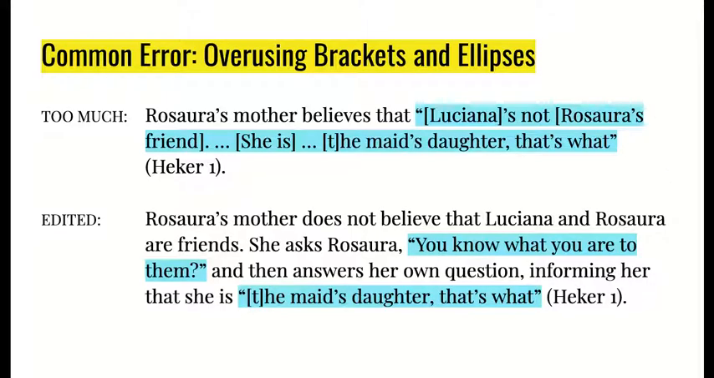So what I would do to fix this is pick out what language I want to include and then just integrate that smoothly into my own words, right? So I can just add context and details in my own words and then just quote whatever is important. So here's my version here. Rosara's mother does not believe that Luciana and Rosara are friends. She asks Rosara, "You know what you are to them?" And then answers her own question, informing her that she is the maid's daughter, that's what. Right? So I picked out two pieces of the language that I wanted to include, and then I put my own words around them so that I'm integrating it more smoothly without having tons of brackets and ellipses.